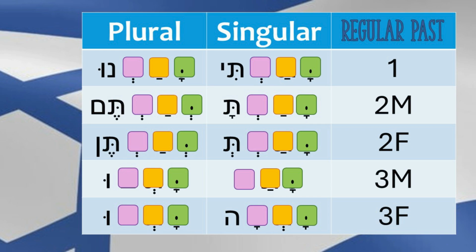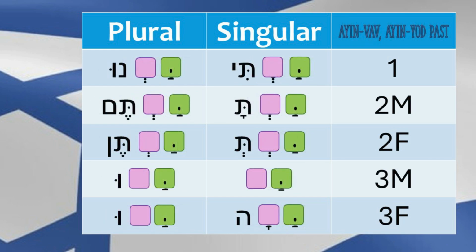Moving on to past tense. Here are the regular templates. We see the three shoresh letters with a vowels in between, and then the past tense suffixes that match the subject of the verb. And now when we see this set of templates, we hopefully immediately notice that there is no orange box once again. The middle letter of the shoresh again does not show up in the past tense.